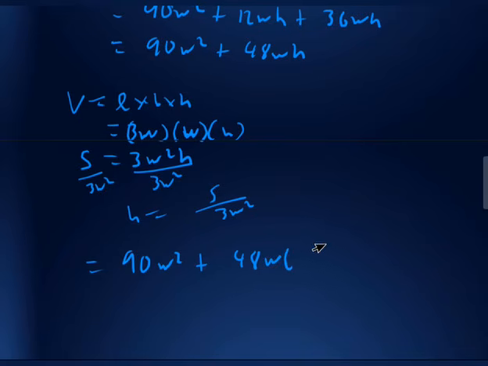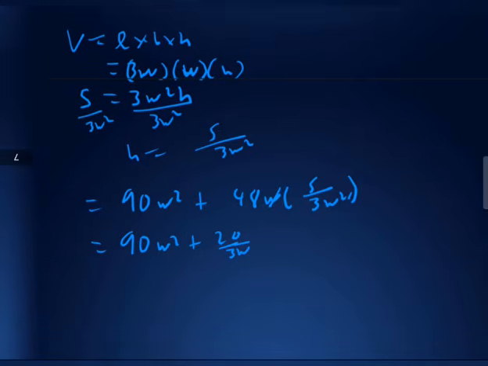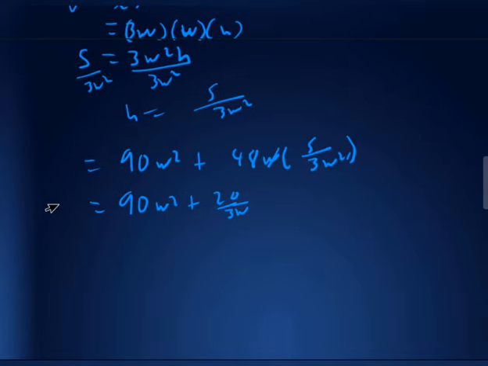So now in place of H, because H is equal to 5 over 3W squared, we substitute it with 5 over 3W squared, and then it's going to be 90W squared plus, so this will cancel with one of them, and then 4 times 5 is 20, so we're going to have 20 over 3W. Yeah, this is literally what we have. It looks weird, but nothing we can do.